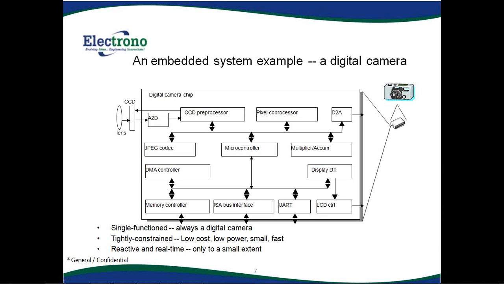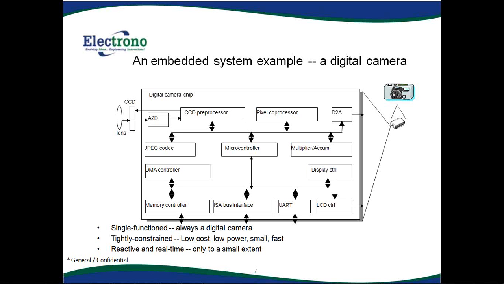As I said, we have three main characteristics of any embedded system. One is that it should be single function, tightly constrained, and reactive and real time. So if you see in this example, a digital camera performs only one task, that is being a digital camera. It cannot be used as a washing machine or some other device. It is only used for capturing videos, or recording videos, or taking photos.